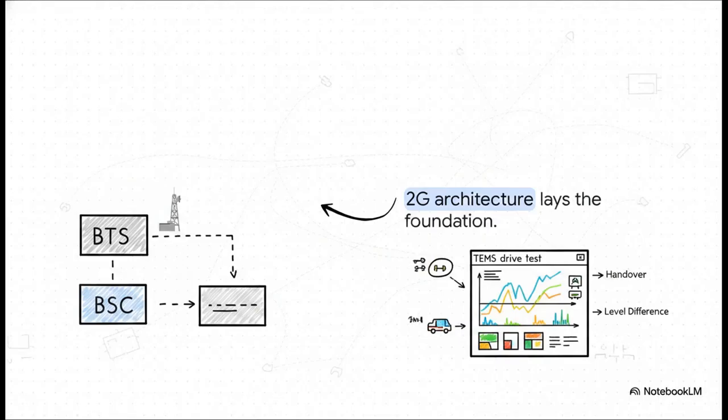And look, this underlying structure is exactly why getting a grip on this dense GSM alphabet soup matters so much. When you're staring at your TEMS drive test software, measuring things like the level difference between hopping channels or tracking a complex handover between site sectors, you are directly observing these BTS, BSC, and logical channel interactions play out in real time. Grasping these rigid, foundational 2G mechanisms is absolutely required before you can even begin to do meaningful network optimization or figure out why a call dropped.